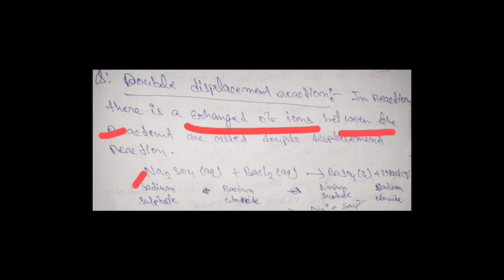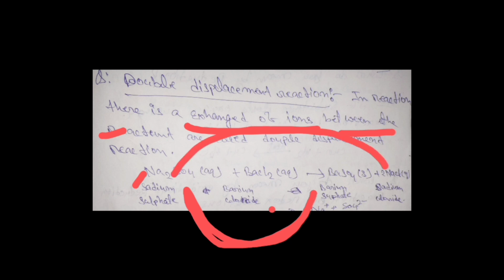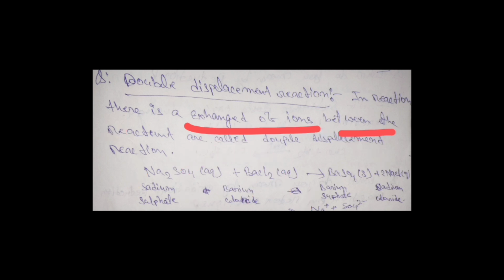When sodium sulfate reacts with barium chloride, it forms barium sulfate and sodium chloride. That means there is an exchange of ions: barium exchanges with sulfate and sodium exchanges with chlorine. Since there is an exchange of ions, it is called a displacement reaction.